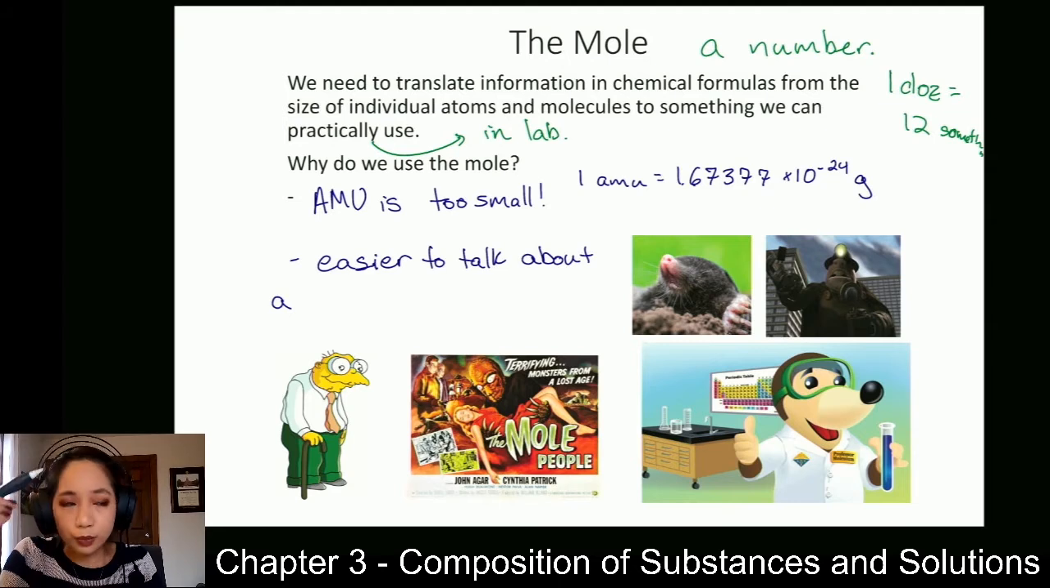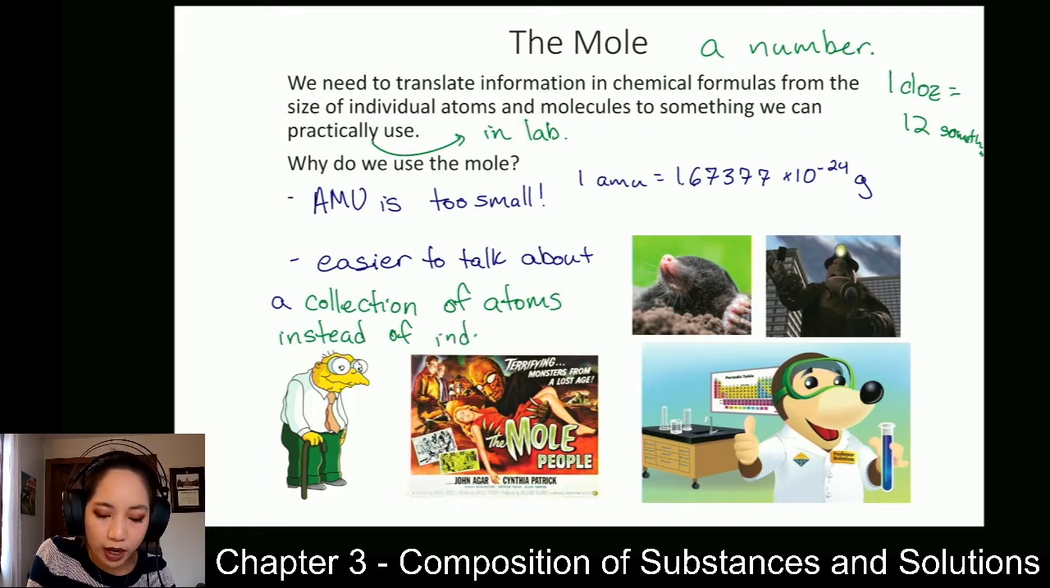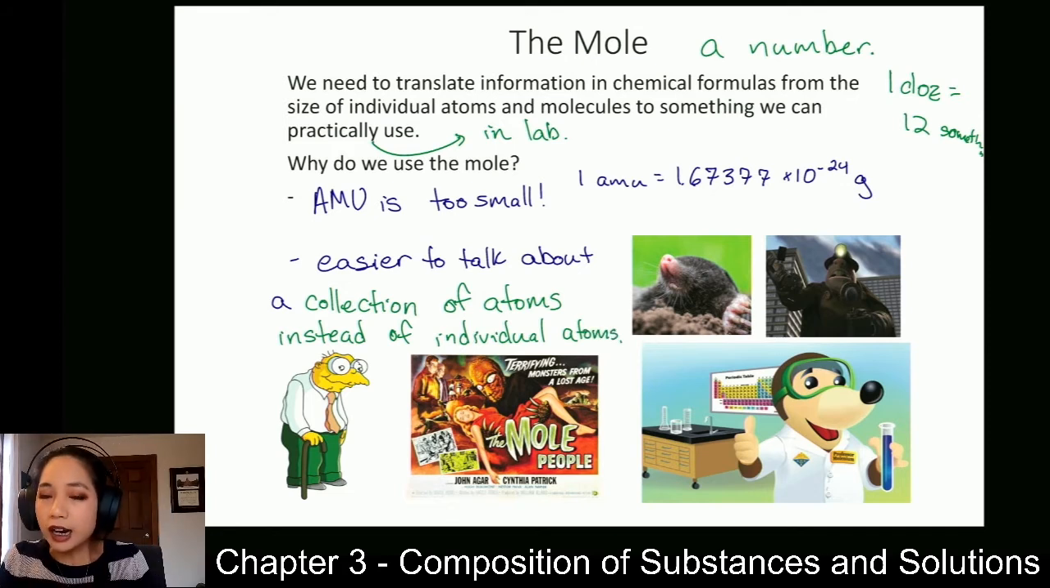Another reason we use a mole is because it's easier to talk about a collection of atoms instead of individual atoms. So kind of like eggs, it's easier to think about buying eggs in units of a dozen, right? We talk about a dozen of something, that's 12. So when we talk about a mole of atoms, like a mole of carbon atoms, we're talking about a collection of those atoms.